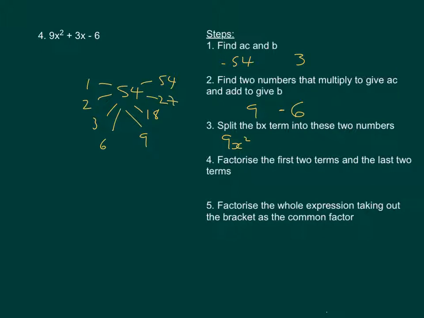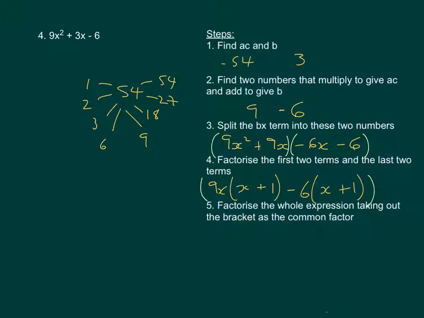We've got 9x squared. I'm going to put the 9 first because that's obviously going to factorise with the 9. And then the minus 6 will factorise with the other minus 6. So factorising these terms, I'm going to take the 9x out, and we'll be left with x plus 1. And for the second one, we can take out a minus 6, and that will leave us with x plus 1. Finally, factorising the whole expression, we get 9x minus 6 times x plus 1.